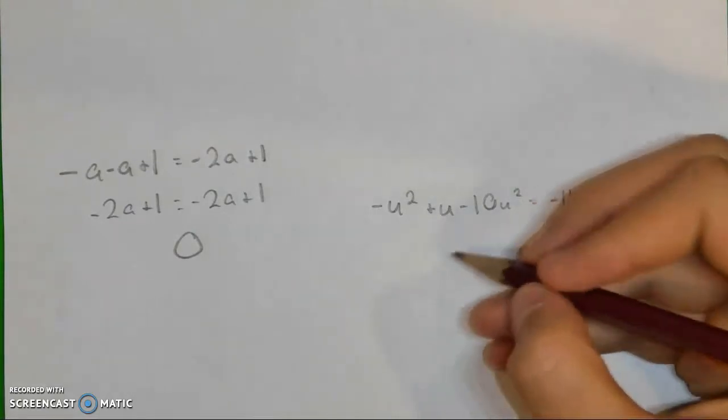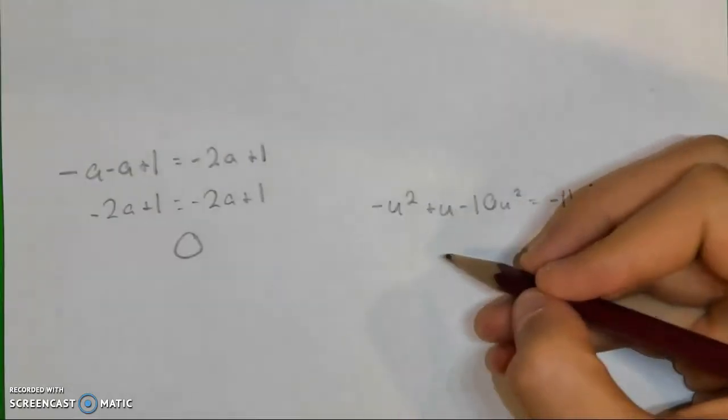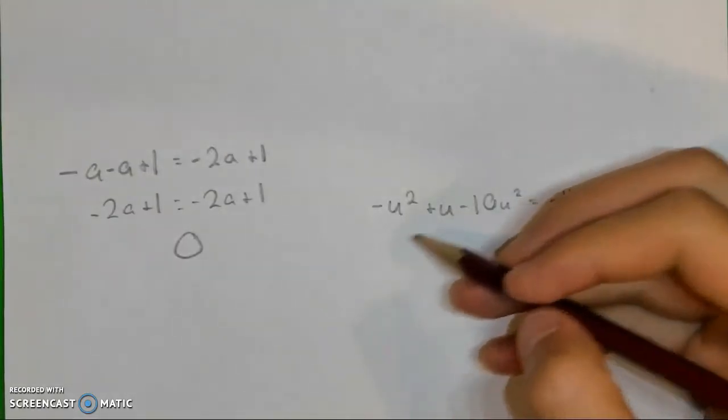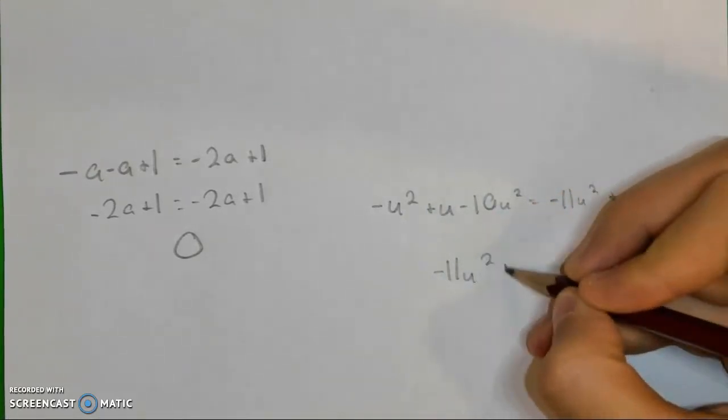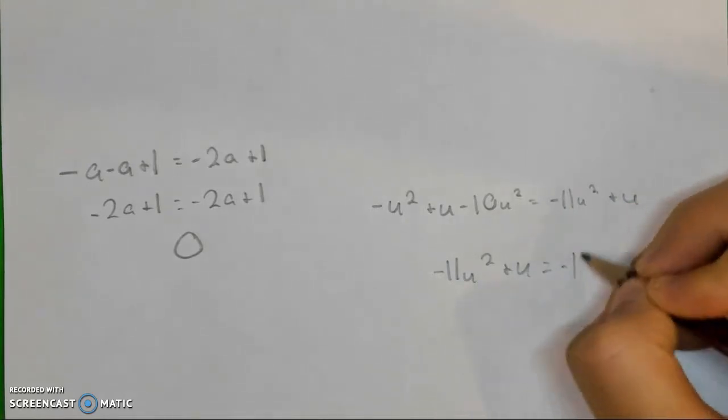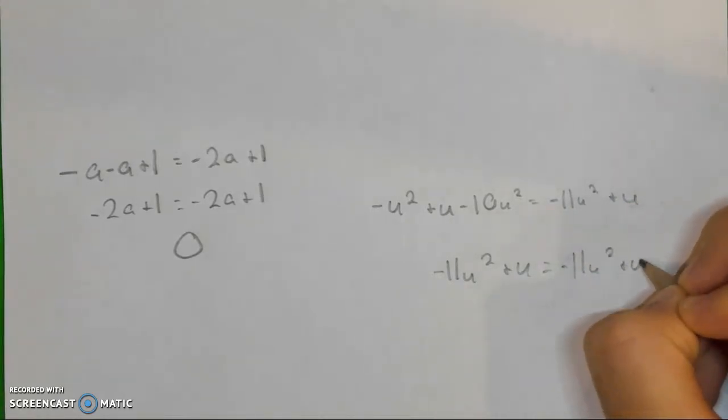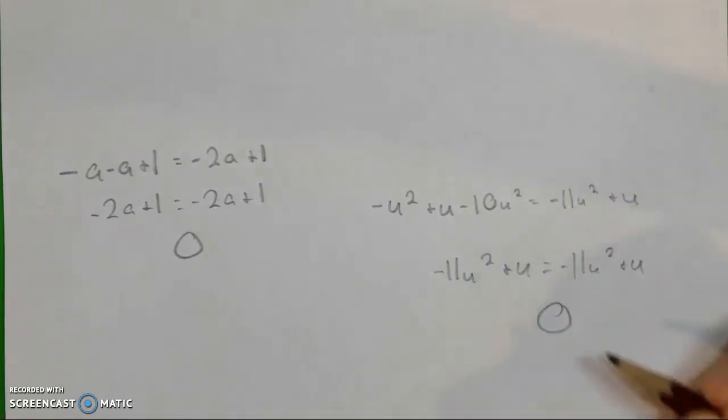So let's combine those up. Negative 10U squared minus U squared equals negative 11U squared plus U equals negative 11U squared plus U again, and like I said, cancel out to 0 again.